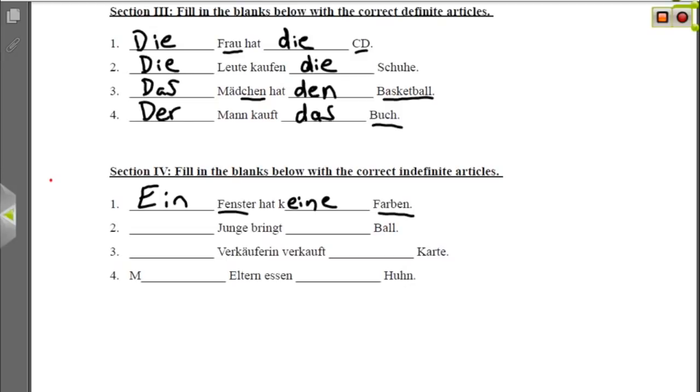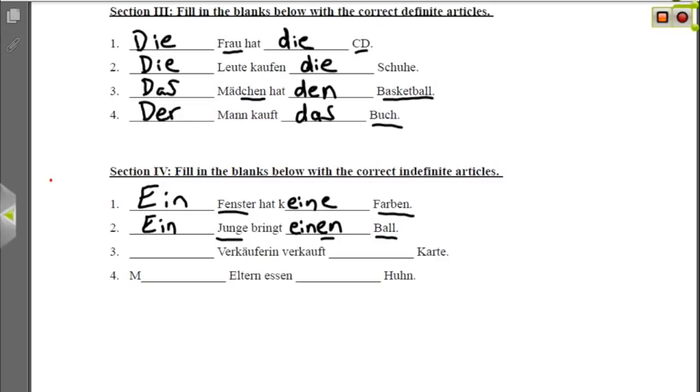Number 2. Junge is a boy. Bringt is bring, and Ball is a ball. So we have here masculine boy and masculine ball. Which one's bringing which? The boy brings the ball, or the ball brings the boy. Obviously, it's the boy that's bringing the ball, and so we say here ein Junge for a boy. Ein Junge bringt einen Ball. Here we have einen because Ball is a masculine noun. It's accusative because it's the thing being brought.